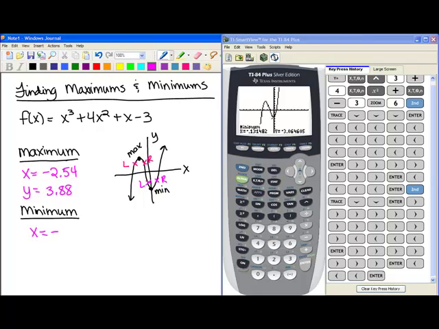X is equal to negative 0.131 and y is equal to negative 3.063.